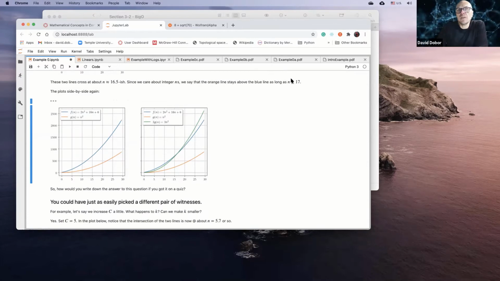So you say that 17 is my k: as long as n is greater than 17, the green guy will stay above the blue guy. What's the green guy? It's a multiple of g(n), some constant multiple of g(n). Important that it's constant. And the blue line is just the original function f, which you needed to estimate. Bound from above, that's what I mean by estimate.